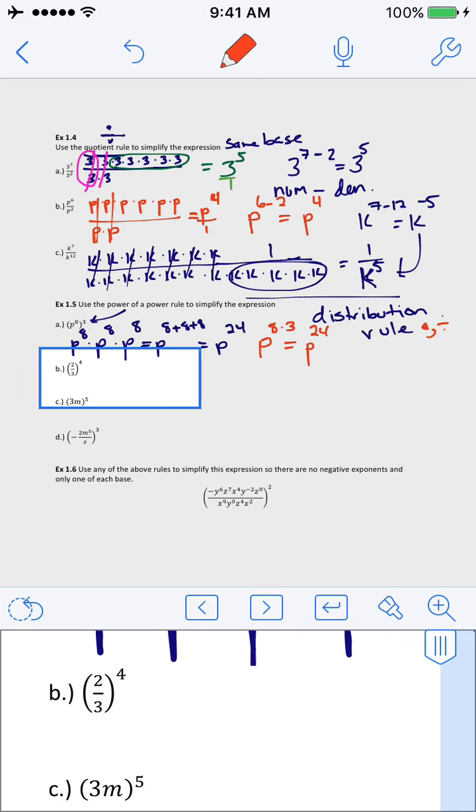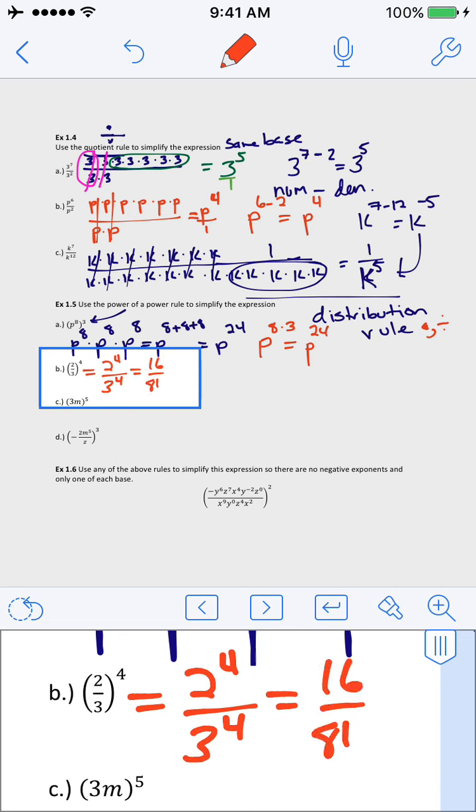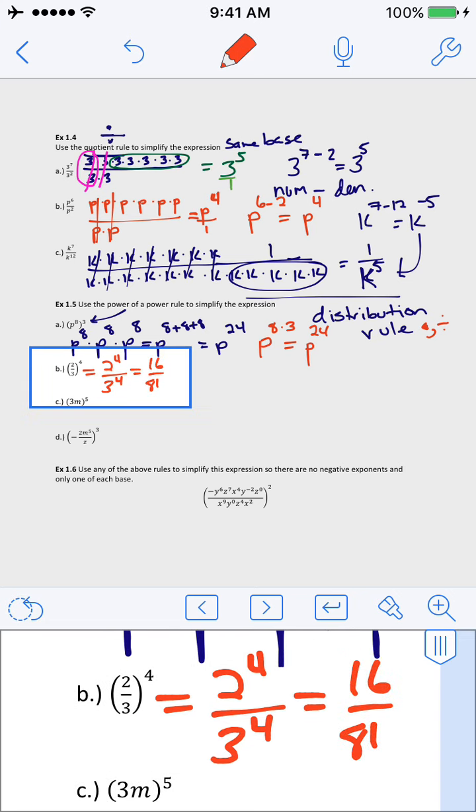So let's go ahead and do that. If I have 2/3 to the 4th, then I can distribute that as 2 to the 4th over 3 to the 4th. And I end up getting 16 over 81. Awesome. So I just distributed that in. Everybody got to play the game. So it goes to the top, it goes to the bottom.